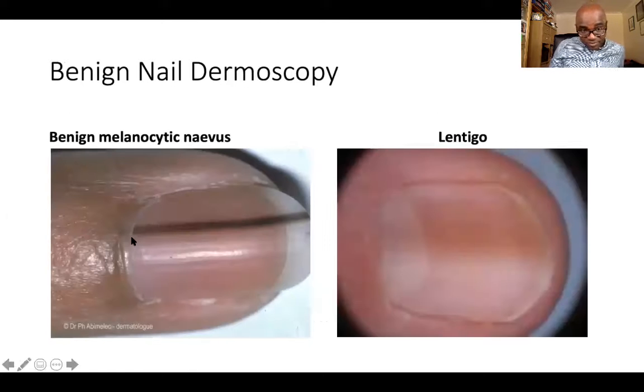So this is a benign mole. You can see that the nail bed matrix, the nail bed, is not involved, so there is no Hutchinson sign. This is a melanocytic nevus on the nail. This is a lentigo, which is a bit lighter brown pigmentation, and you can still see lentigo on the nail.